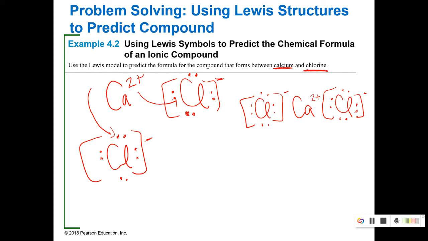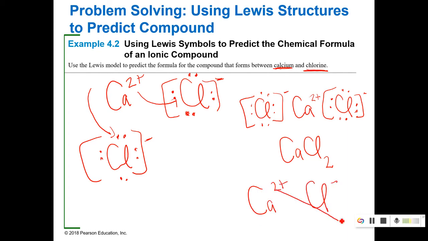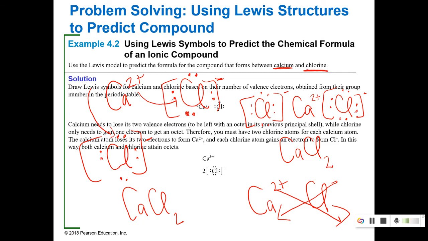So from this, it wants a formula. This is not the formula, this is the Lewis model. There are 2 chlorines for every calcium, so this is CaCl2. There is an easier way to do this. You write the elements, you write their charges. Once you have that, you bring the charges down, and it's called crisscross. And then the plus and minus just go away. So this is CaCl2. That's the easier way.